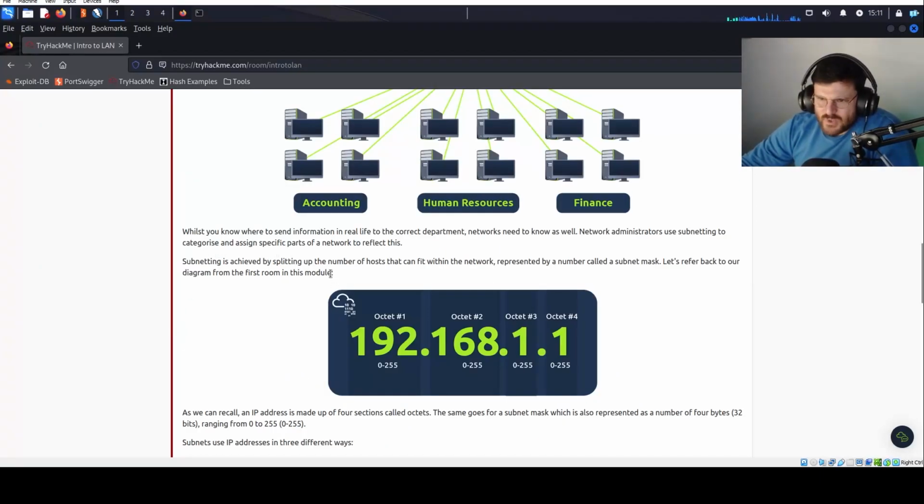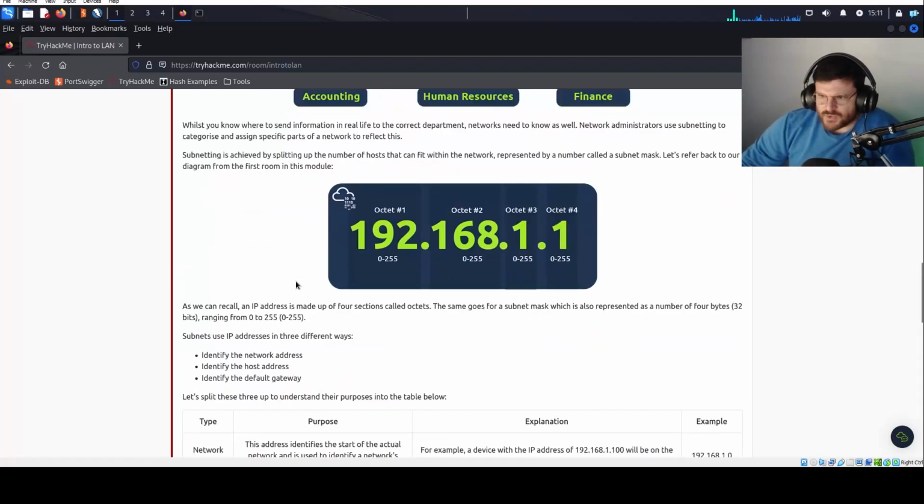While you know where to send information in real life to the correct department, networks need to know as well. Network administrators use subnetting to categorize and assign specific parts of a network to reflect this. Subnetting is achieved by splitting up the number of hosts that can fit within a network, represented by a number called a subnet mask. Let's refer back to our diagram from the first room in this module.